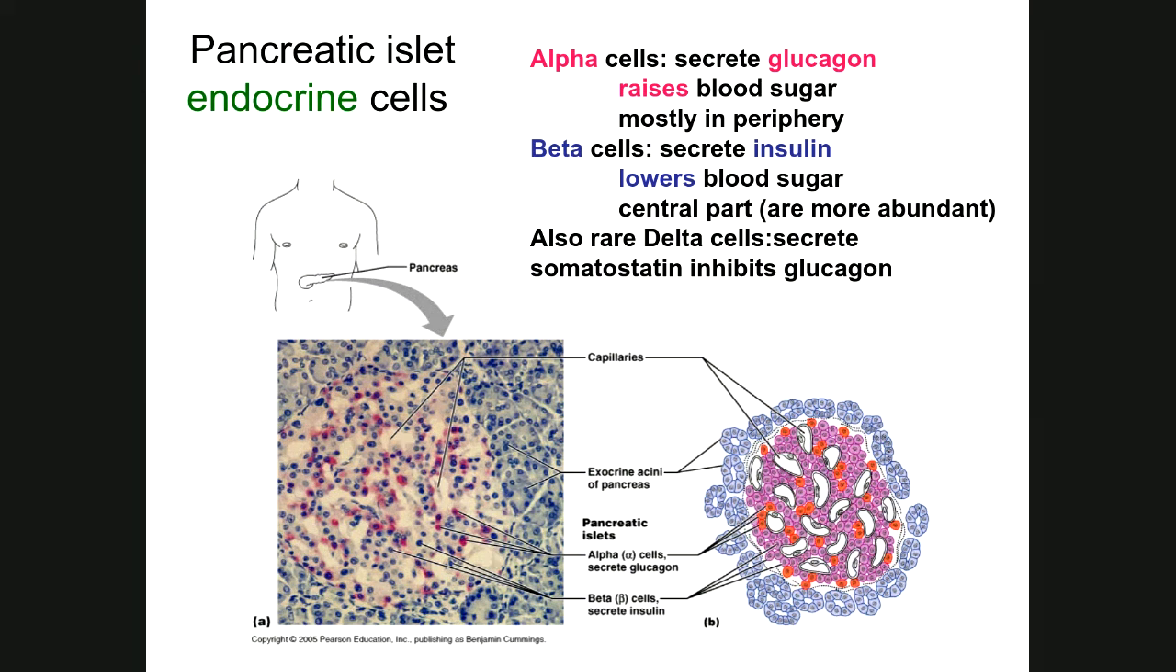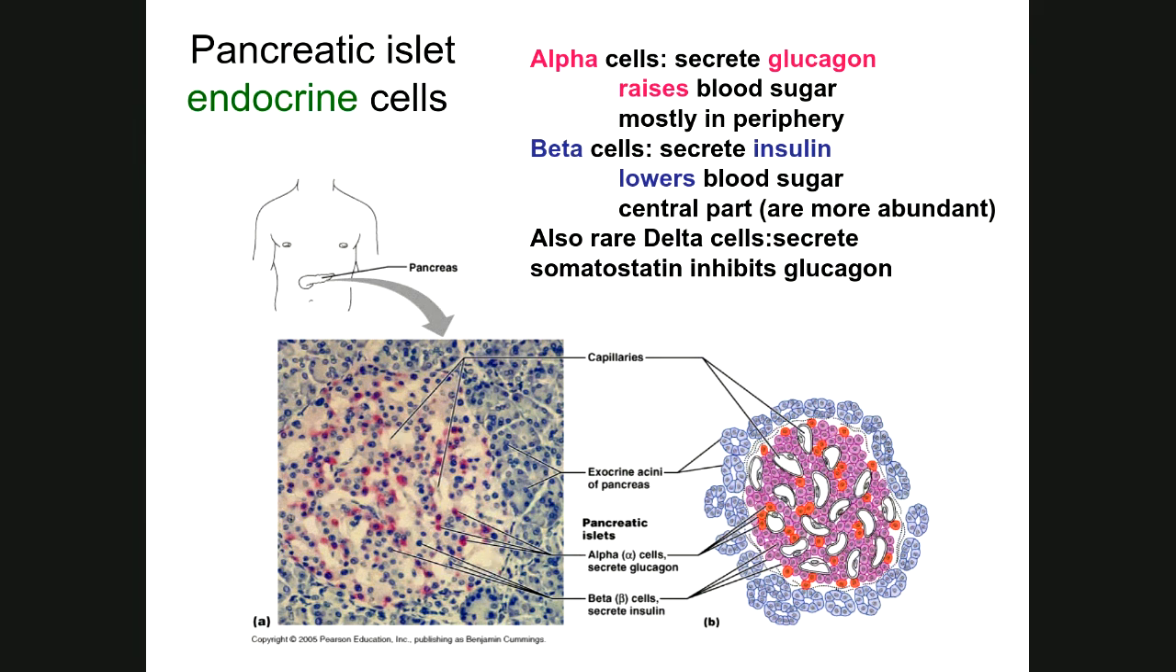And we have the beta cells. This is the central part. You are going to see them actually within the center. They are the ones that secrete the insulin, which does completely the opposite function to the alpha cells. If the alpha cells secrete glucagon that raises the sugar, the beta cells secrete insulin that will lower the blood sugar. And they are more abundant in the endocrine part of the pancreas.